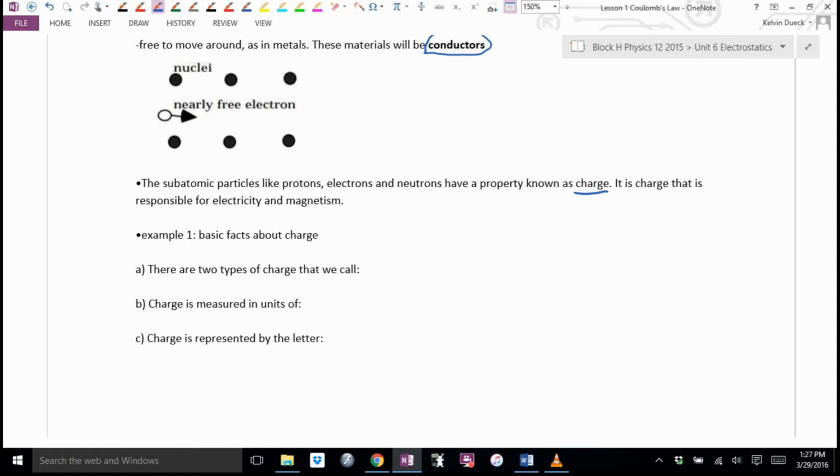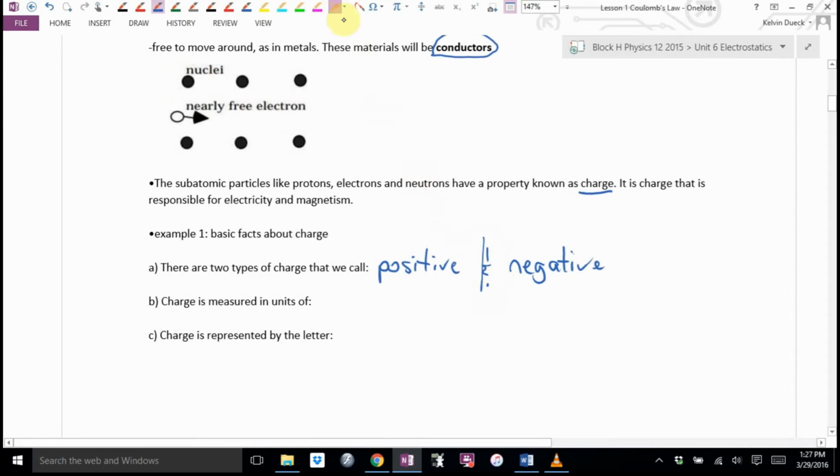Some basic facts about charge. So there are two types of charge. What do we call the two types of charge? Positive and negative.